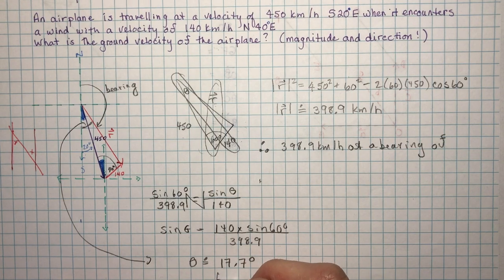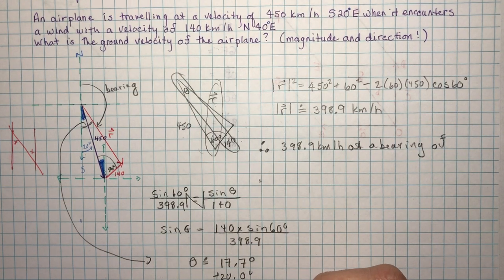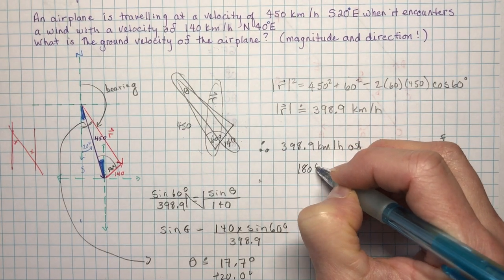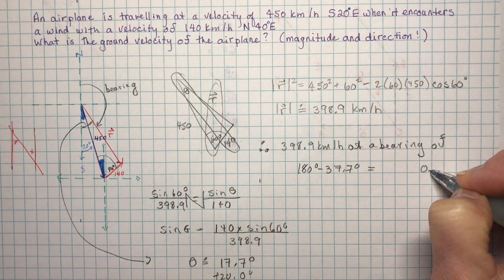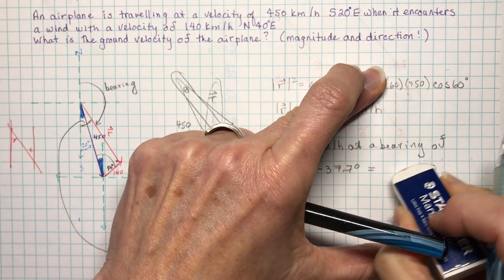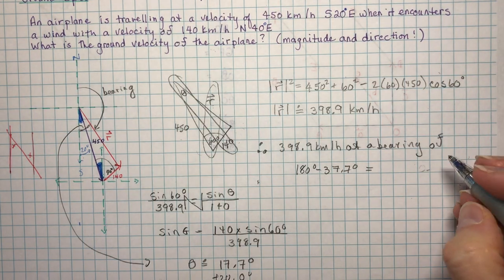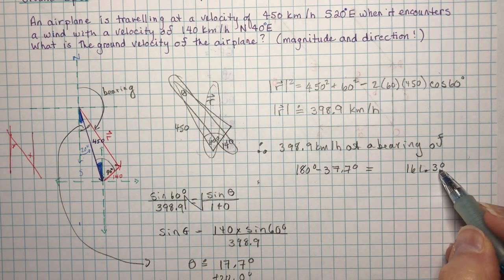So I need plus 20 degrees. That's 37.7 degrees. And if I'm doing a bearing, I'm going to subtract that from 180. So 180 degrees minus 37.7 degrees equals, I didn't do this calculation. 37, 38 would be 62, right? So 161.3 degrees. Okay, I'm going to double check that because I think I made a mistake.